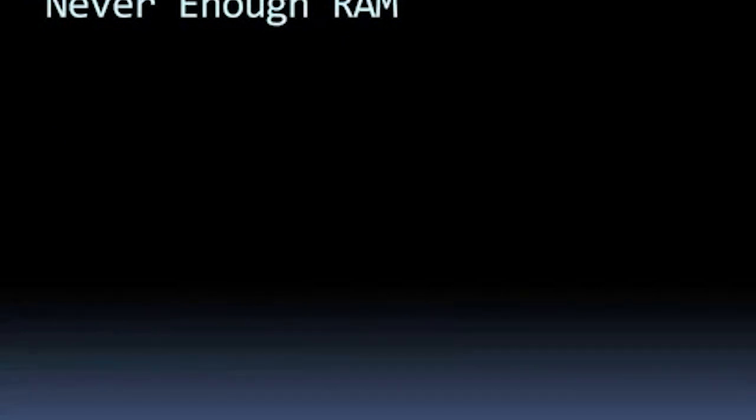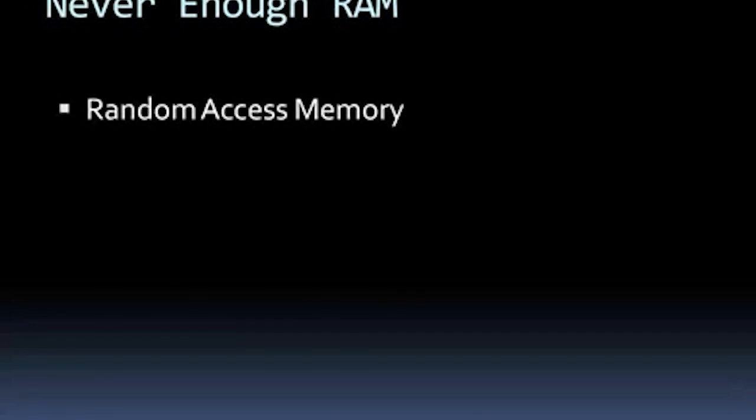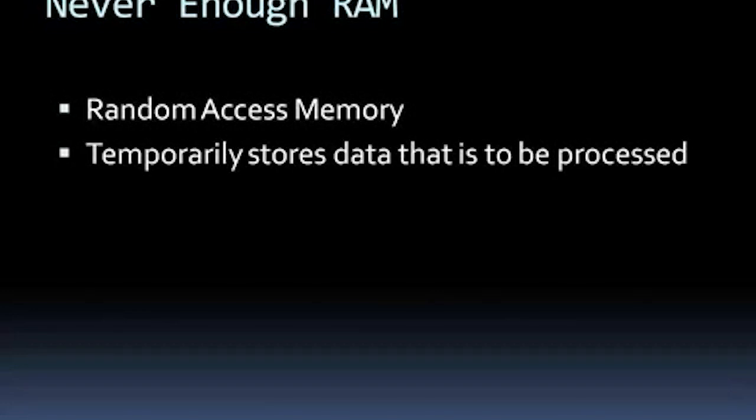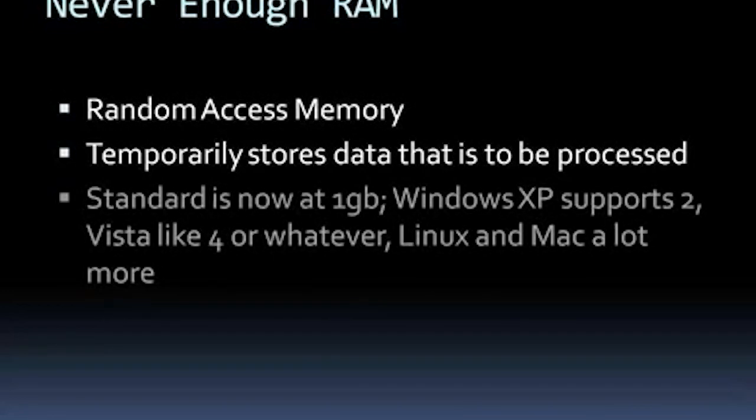RAM is kind of like a lot of people's idea of chocolate chip cookies. You could never get enough. It's known as your random access memory. It basically temporarily stores data that is to be processed. The standard now is at least 1 gigabyte.